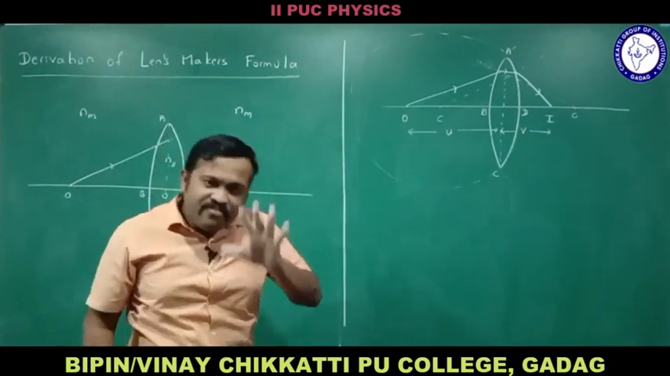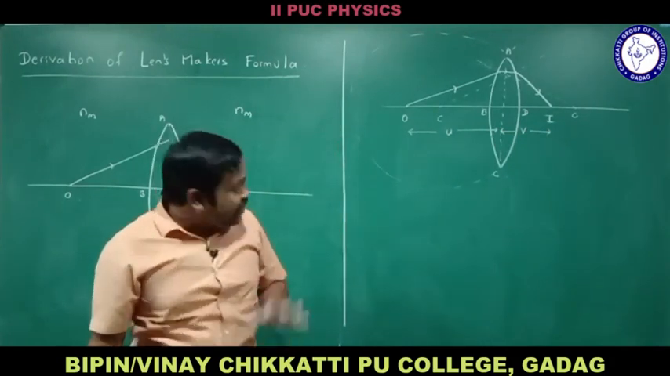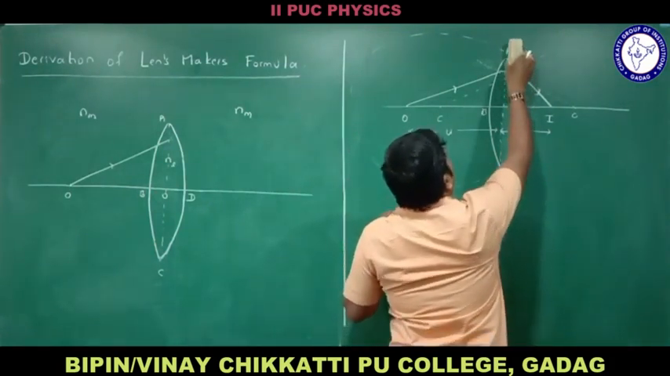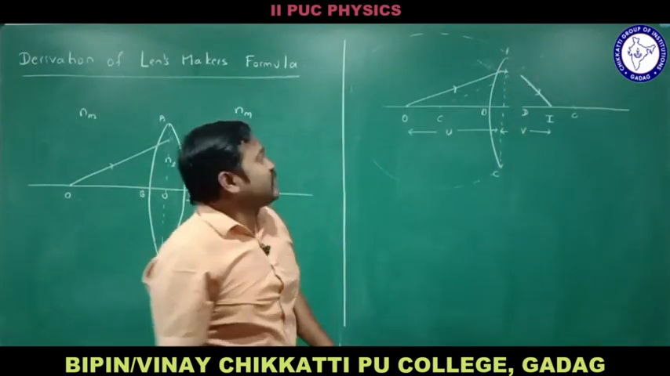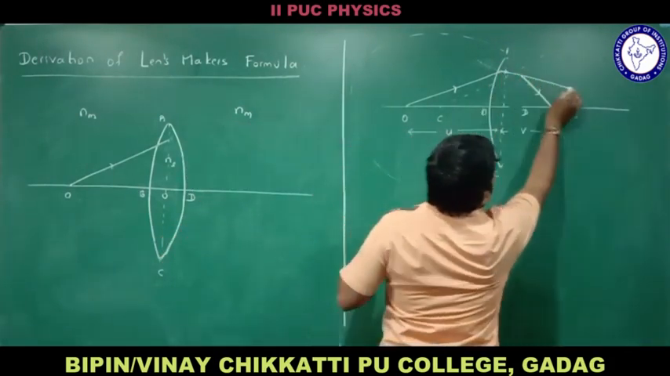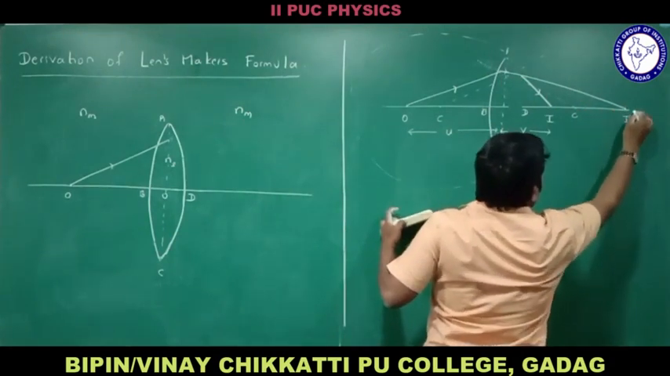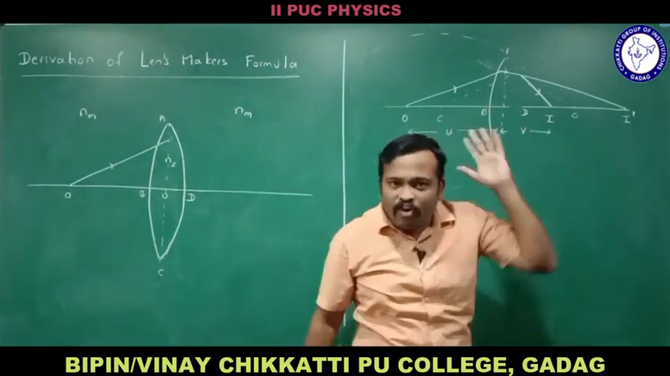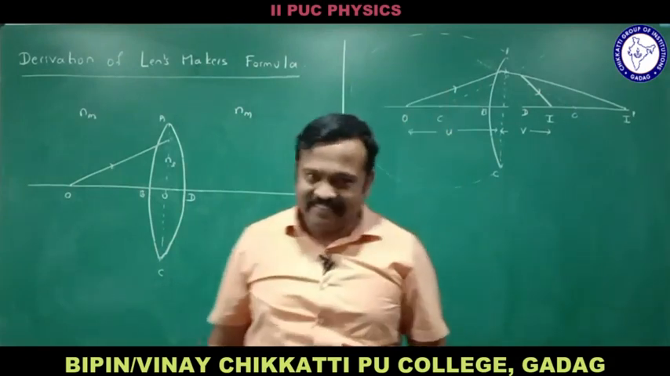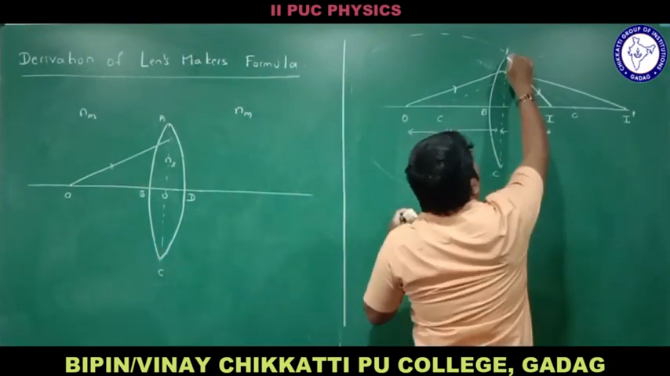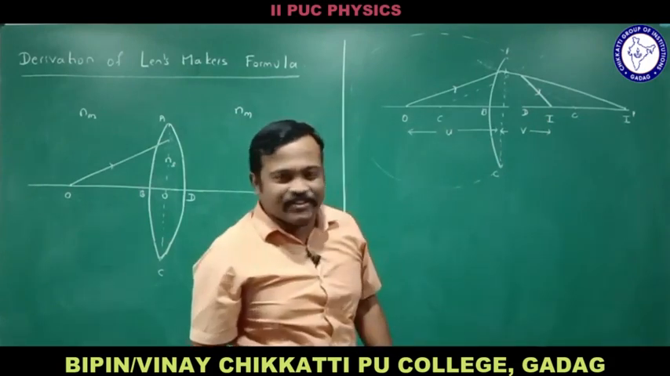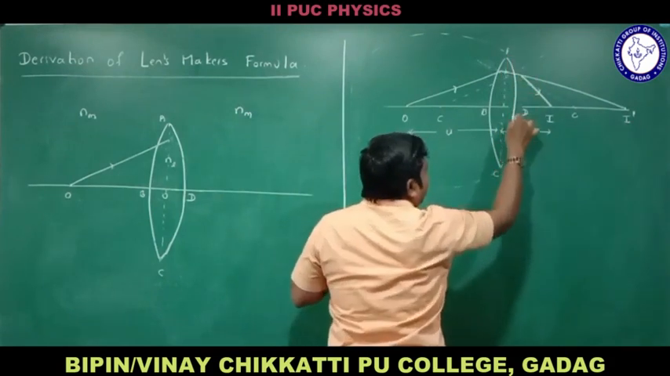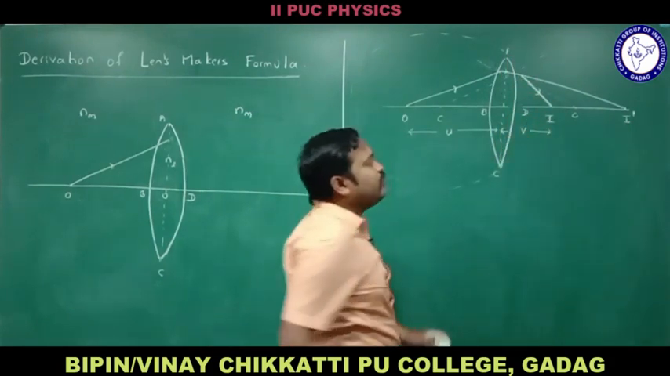Now do remember, if the second surface was not there, just think it over, what would have happened? If the second surface was not there, it would have formed the image at this point, and let me call it I dash. What is I dash? I dash is the image formed by the first surface only. What is I? I is the image formed by the lens. I dash is the image formed by the first surface. If the second surface is not there, the image will be at this point.